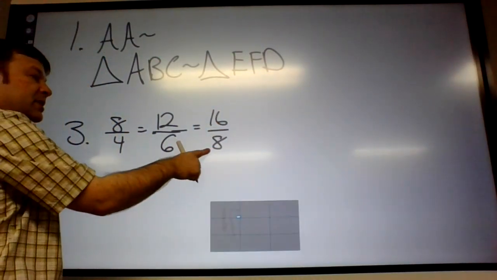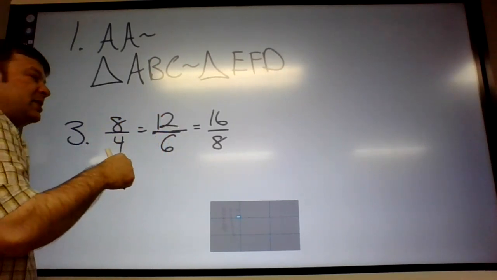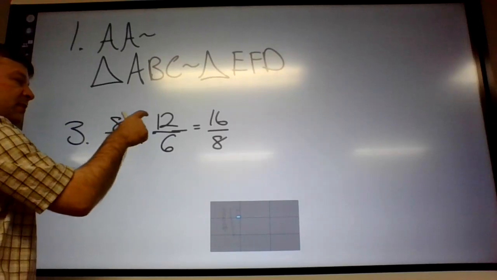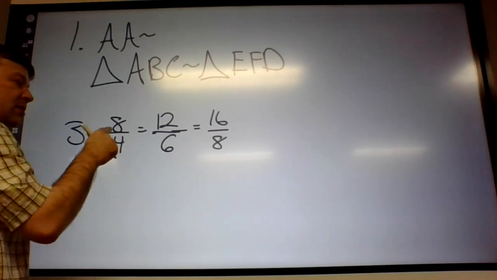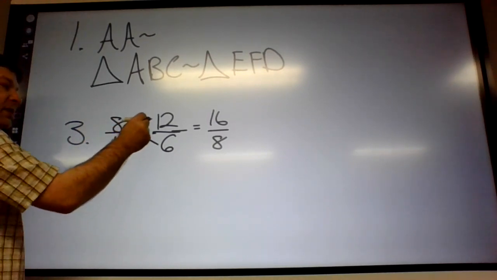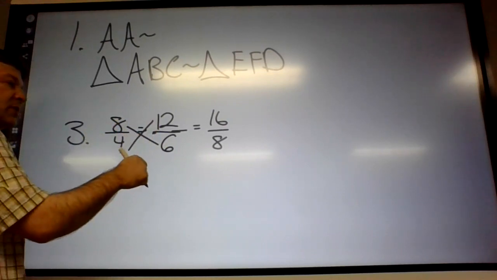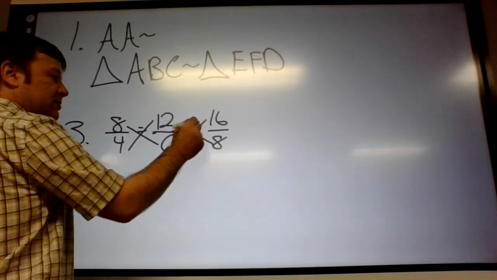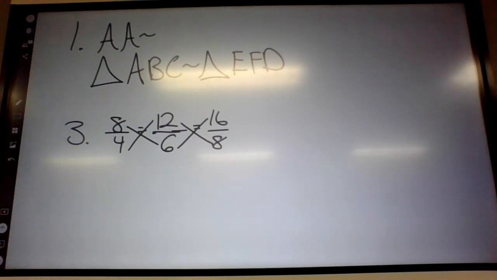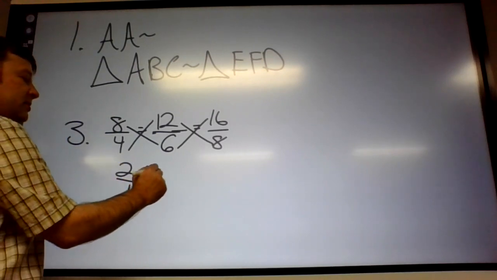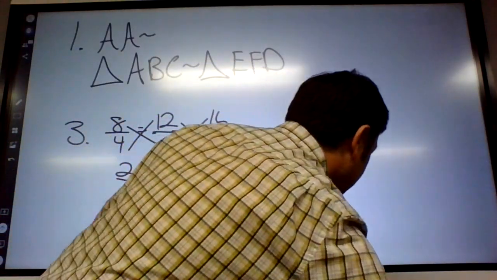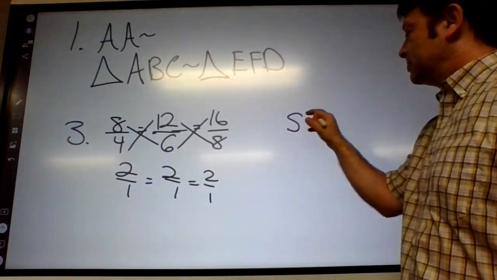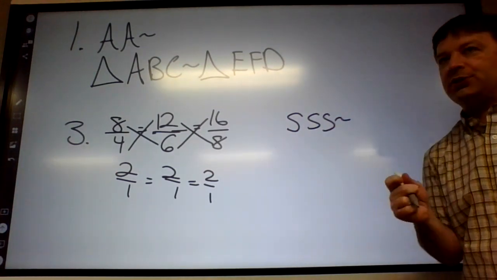So are all these equal? You got to check it. There are 2 ways to check it. You could divide: 8 divided by 4, 12 divided by 6, 16 divided by 8. If they all come out the same, yes, they're equal. Or you could cross multiply. Does 6 times 8 equal 4 times 12? Yes. Does 8 times 12 equal 6 times 16? Yes. You could also reduce them all. Do they all reduce to 2 to 1? Yes. So they are similar by side, side, side. All the sides are proportional.